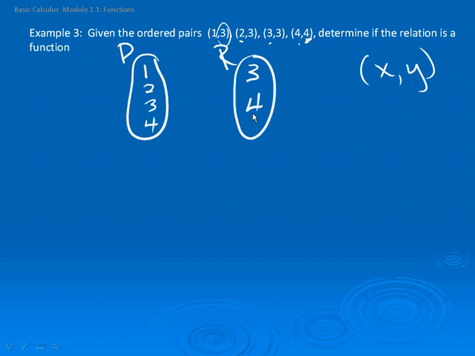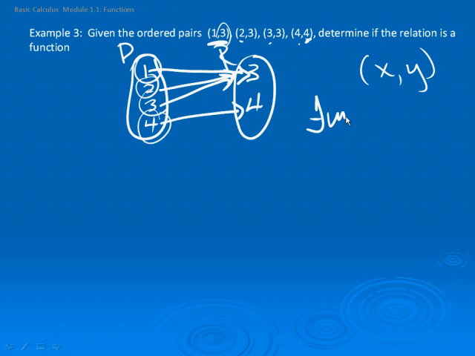Now let's do my mapping. So 1 goes to 3 in my first ordered pair, 2 goes to 3, 3 goes to 3, and 4 goes to 4. All right, now let's check and see if this relation is a function. Notice that 1 goes to only one item, and that's 3. 2 goes to only one item, that's 3. 3 goes to only one item, that's 3. And 4 goes to one item, which is 4. Therefore, this is indeed a function.